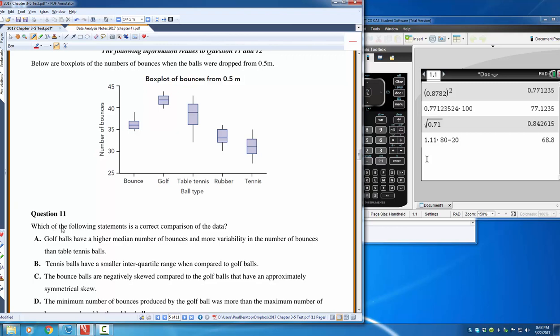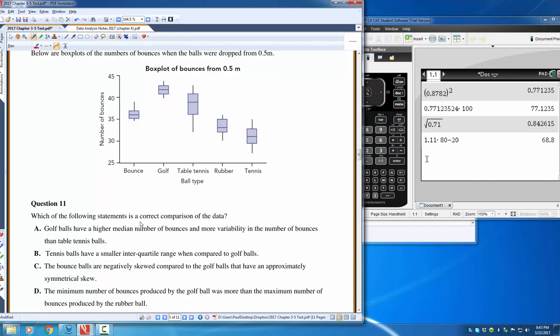Alright, so this one here, which of the following statements is a correct comparison of the data? So what I'm going to do is just go to the correct answer on this one, which was D, because this video is starting to become quite long. The minimum number of bounces produced by the golf ball was more than the maximum number of bounces produced by the rubber ball. So let's just find out why this is true.